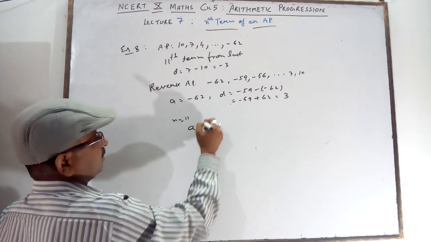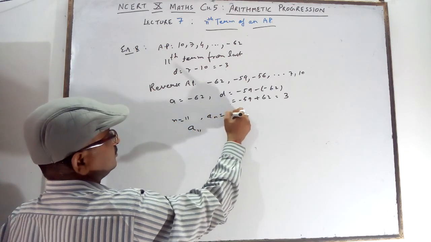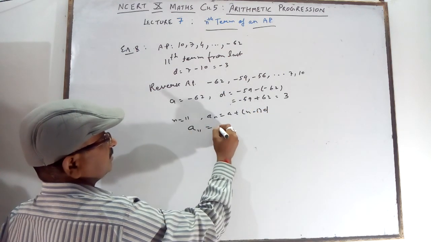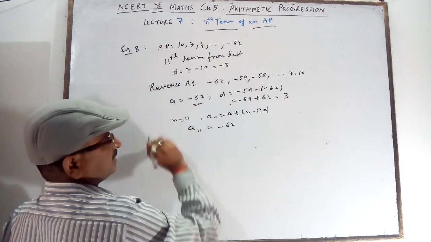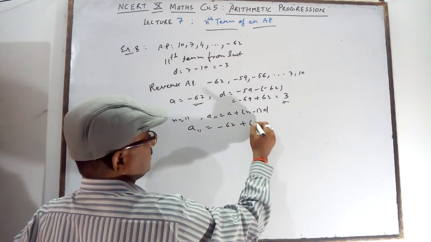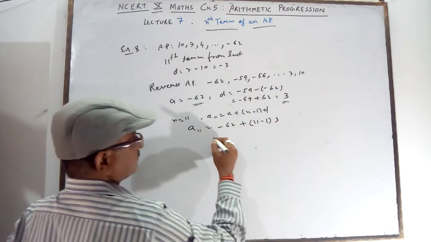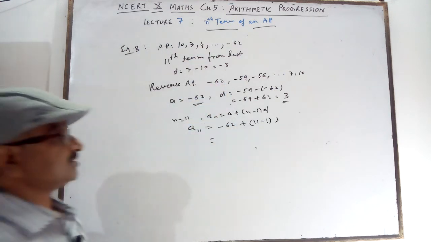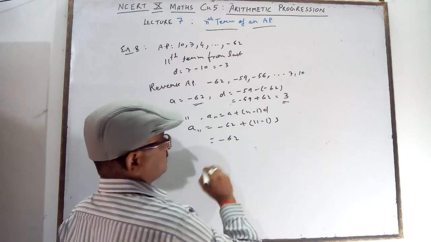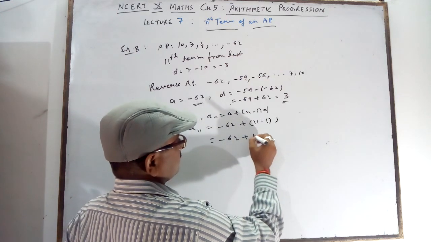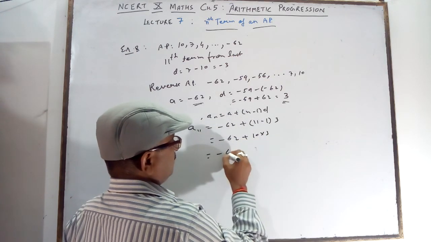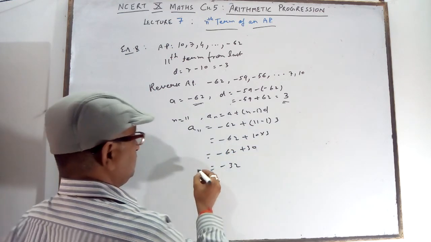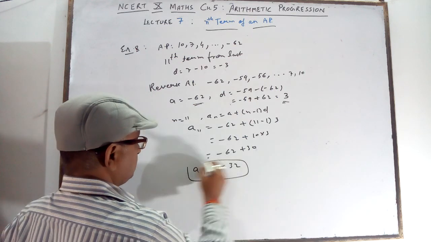So A11 you want. What is the AN? AN is equal to A plus N minus 1 into D. A11 is equal to A, what is the A? Minus 62. This will be the A and this is the D. Plus 11 minus 1 into 3. Don't see here, what is the new AP? According to this we will solve. And it is given minus 62 plus 10 into 3. Minus 62 plus 30 will be minus 32.